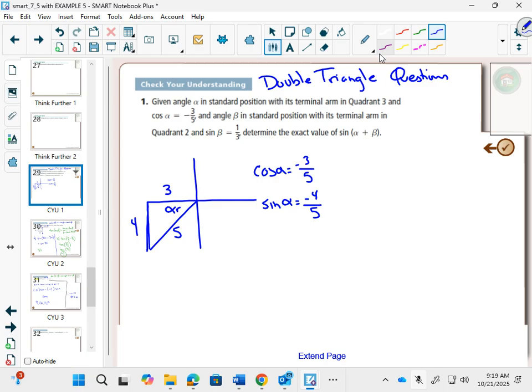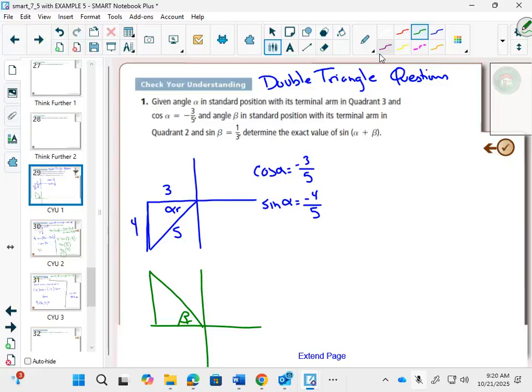Next, we can draw a beta triangle. I'm going to change colors here. I'll draw beta in green. We are told that beta is in quadrant 2, so I can draw an angle in quadrant 2. Now I label my reference angle for beta. This question was really easy because they told you explicitly which quadrant it's in.